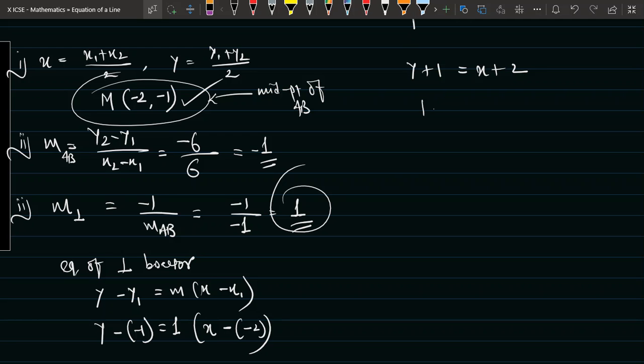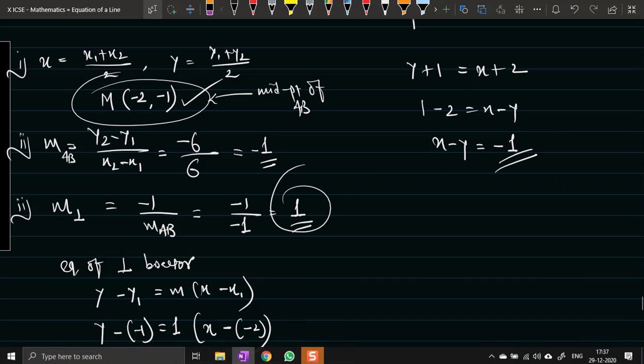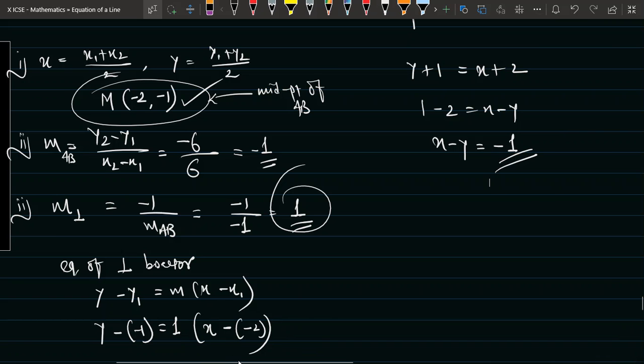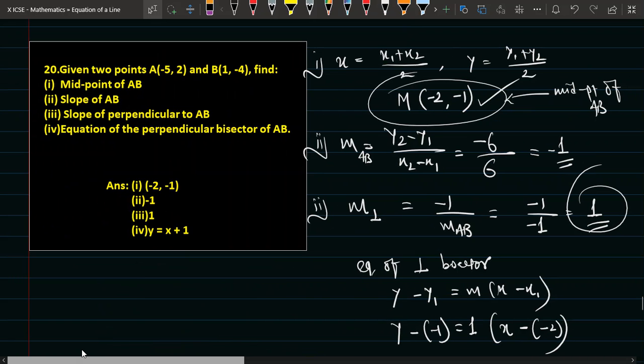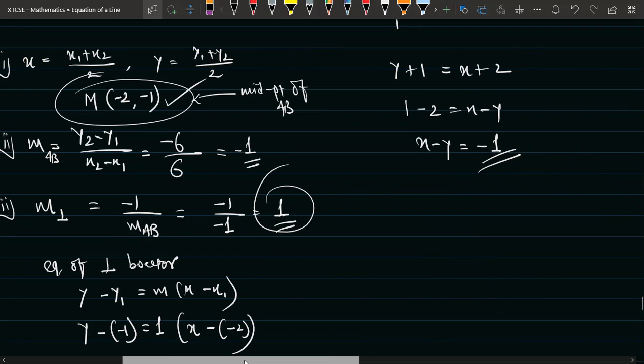So 1 minus 2 is equal to x minus y, or x minus y is equal to -1, which is the equation of the perpendicular bisector. x minus y is equal to -1, or y is equal to x plus 1. Perfectly fine.